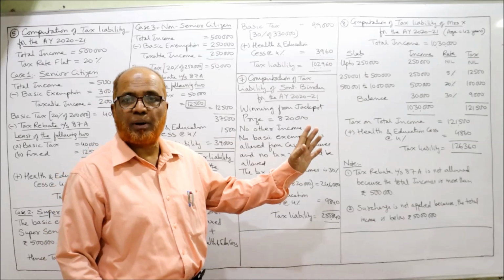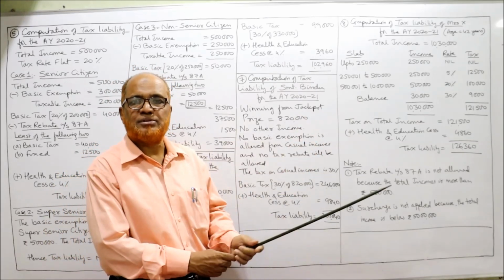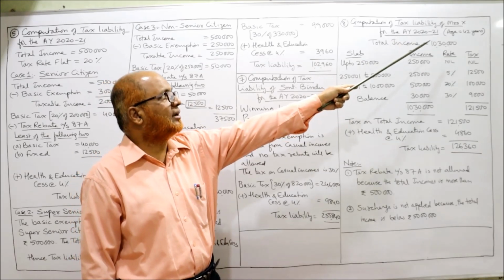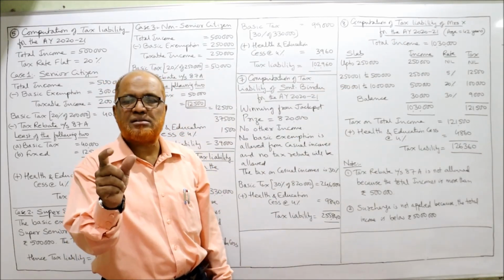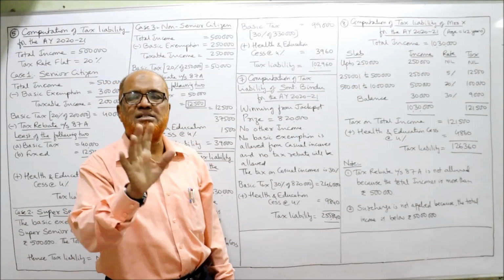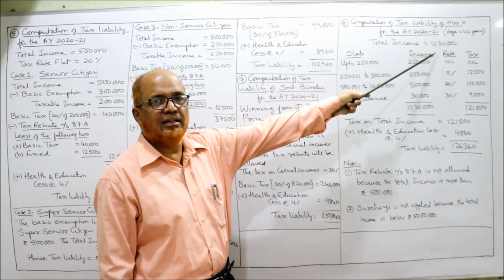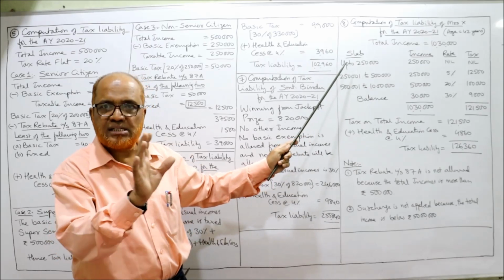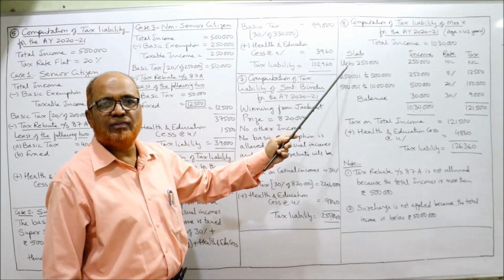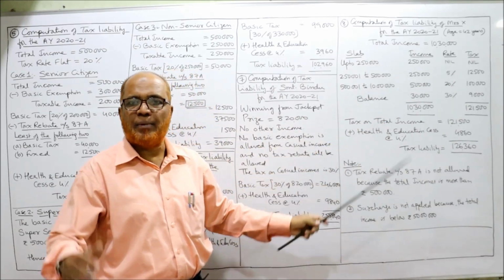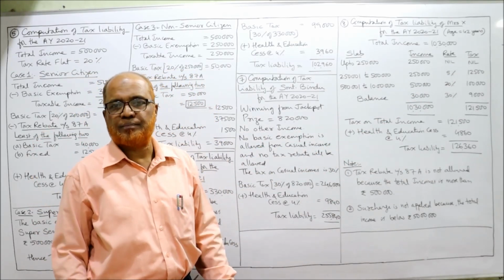Now this is the first problem. We apply the slab system. Carefully you see. Computation of tax liability of Mrs. X for the assessment year 2021, age 42 years, means non-senior. Basic exemption limit 2,50,000. Total income 10,30,000. Now how to find out the tax? Carefully you see. 4 columns we need: slab, income, rate, tax.